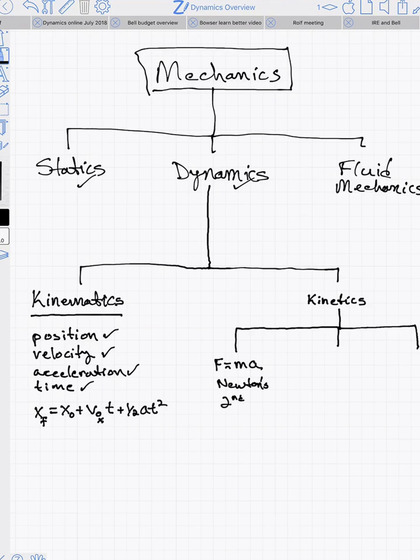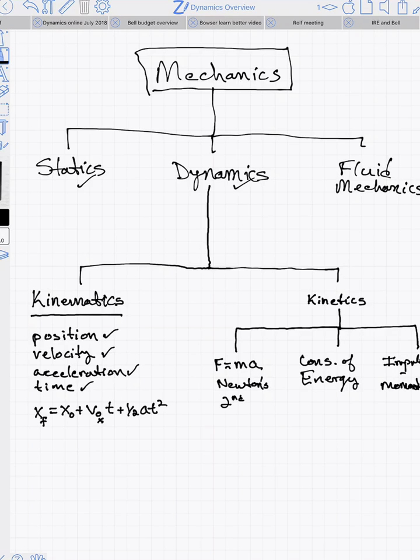The second is conservation of energy. And what we do with conservation of energy is we bring in potential energy, kinetic energy, and work. So three energy terms that allow us to analyze the motion of objects. And the third is impulse and momentum, and the relationship between impulse and momentum.